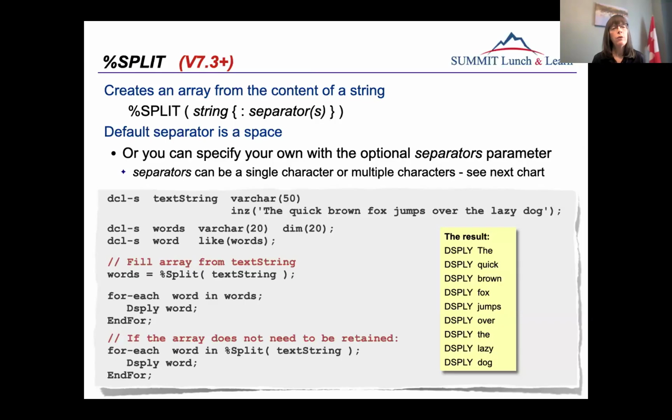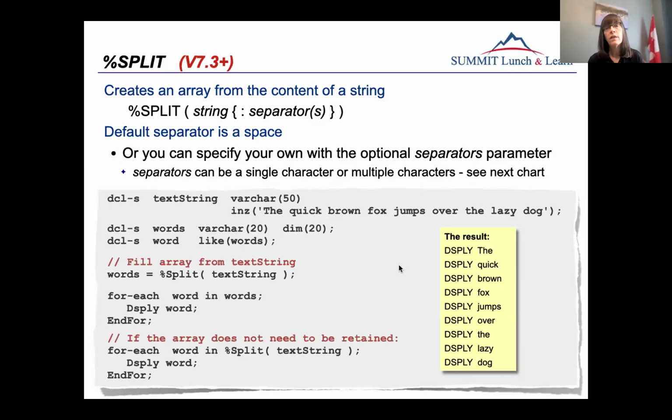Another thing that's needed quite often is the ability to split a text string into words, or some other kind of thing like CSVs, which is another good example, which we'll talk about on the next chart. But this is a simple one, which says I have a variable that has the quick brown fox jumps over the lazy dog, and I want to split it out into individual words.